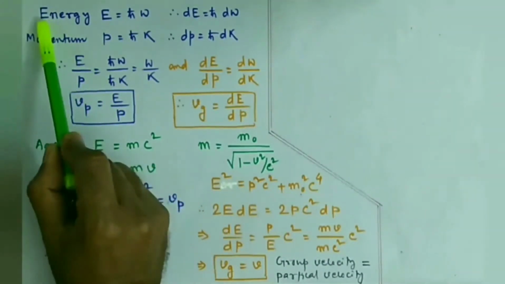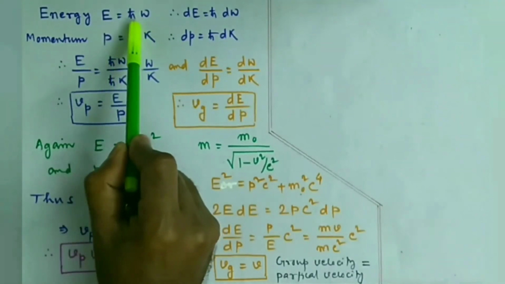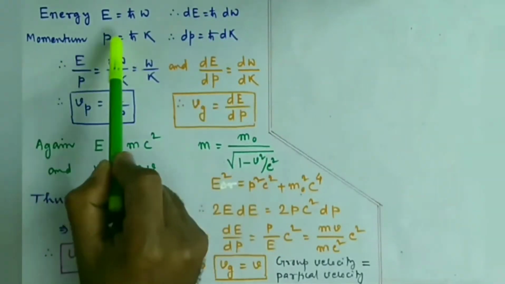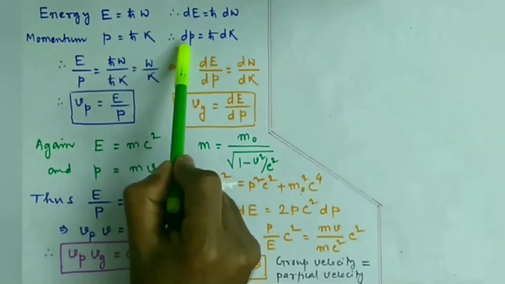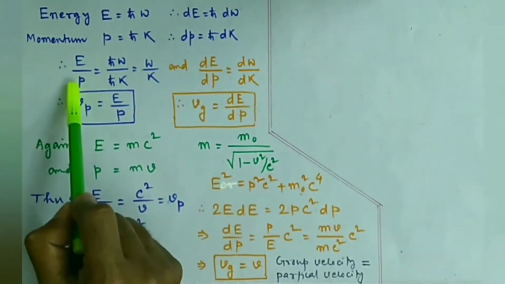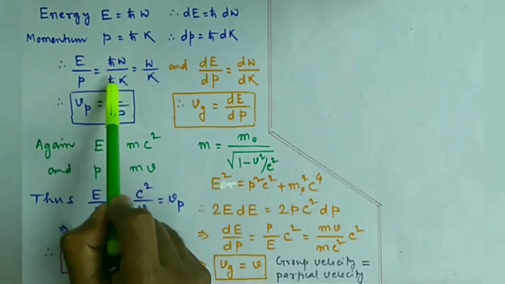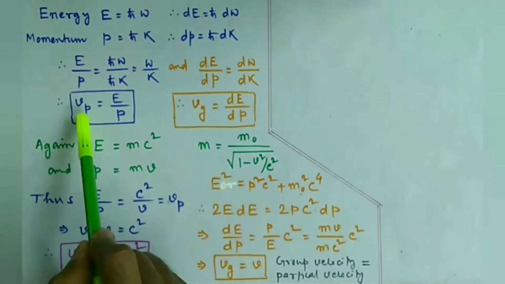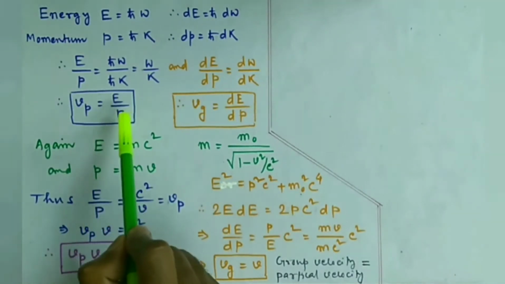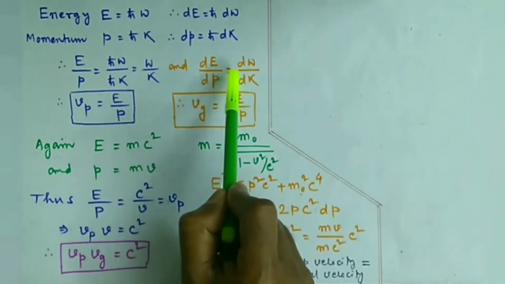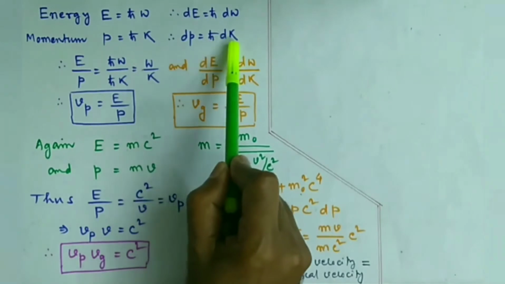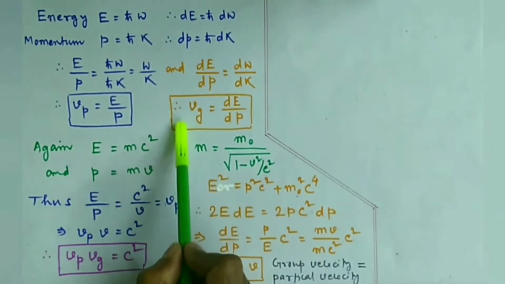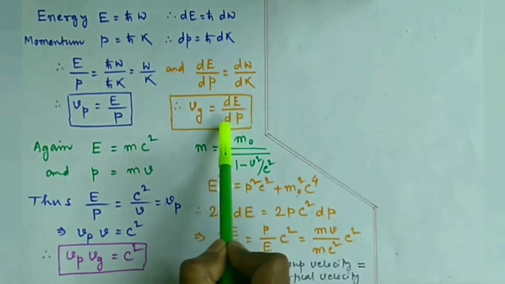Students, as you know, the energy of the particle E equals h cut omega. Hence, dE equals h cut d omega, and momentum p equals h cut k. Hence, dp equals h cut dk. Now, E by p equals h cut omega by h cut k equals omega by k, and this is the phase velocity of the wave. Hence, we may write Vp equals E by p. Again, dE by dp equals h cut d omega by h cut dk equals d omega by dk. This is the group velocity of the wave. So, the group velocity equals dE by dp.